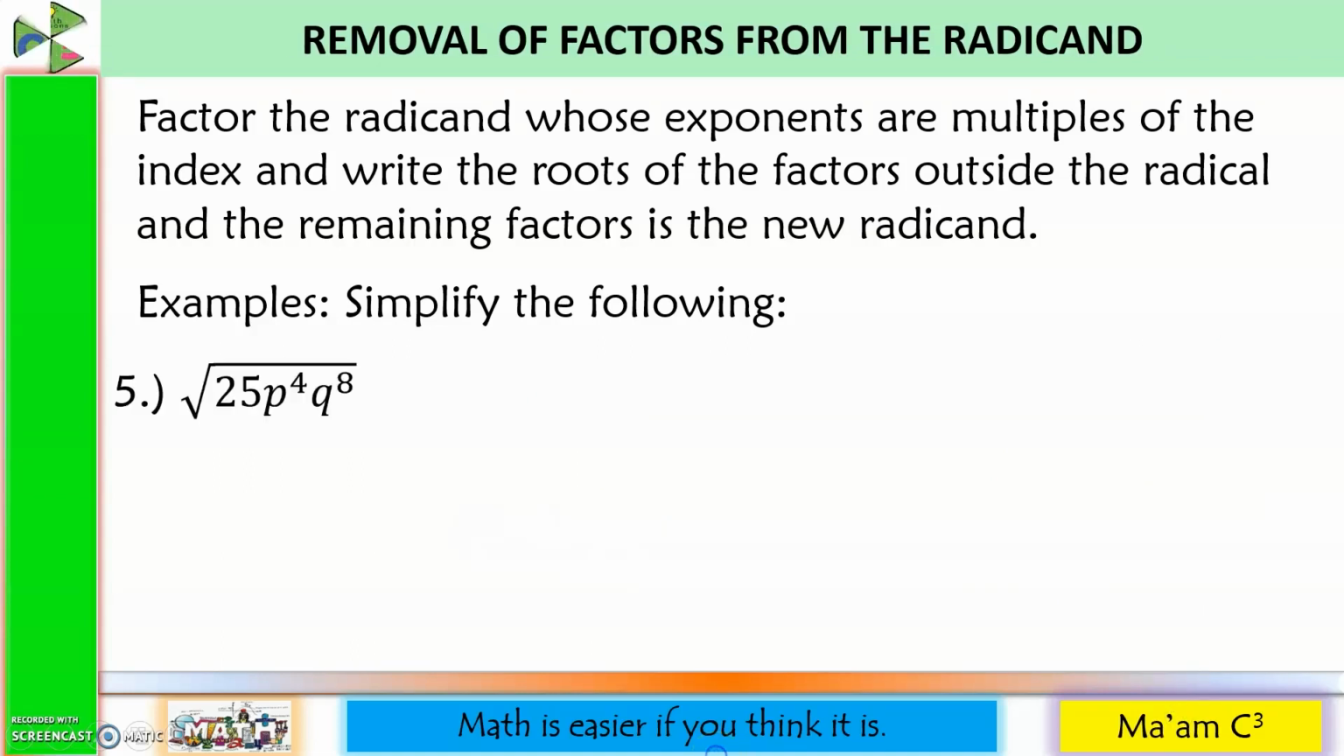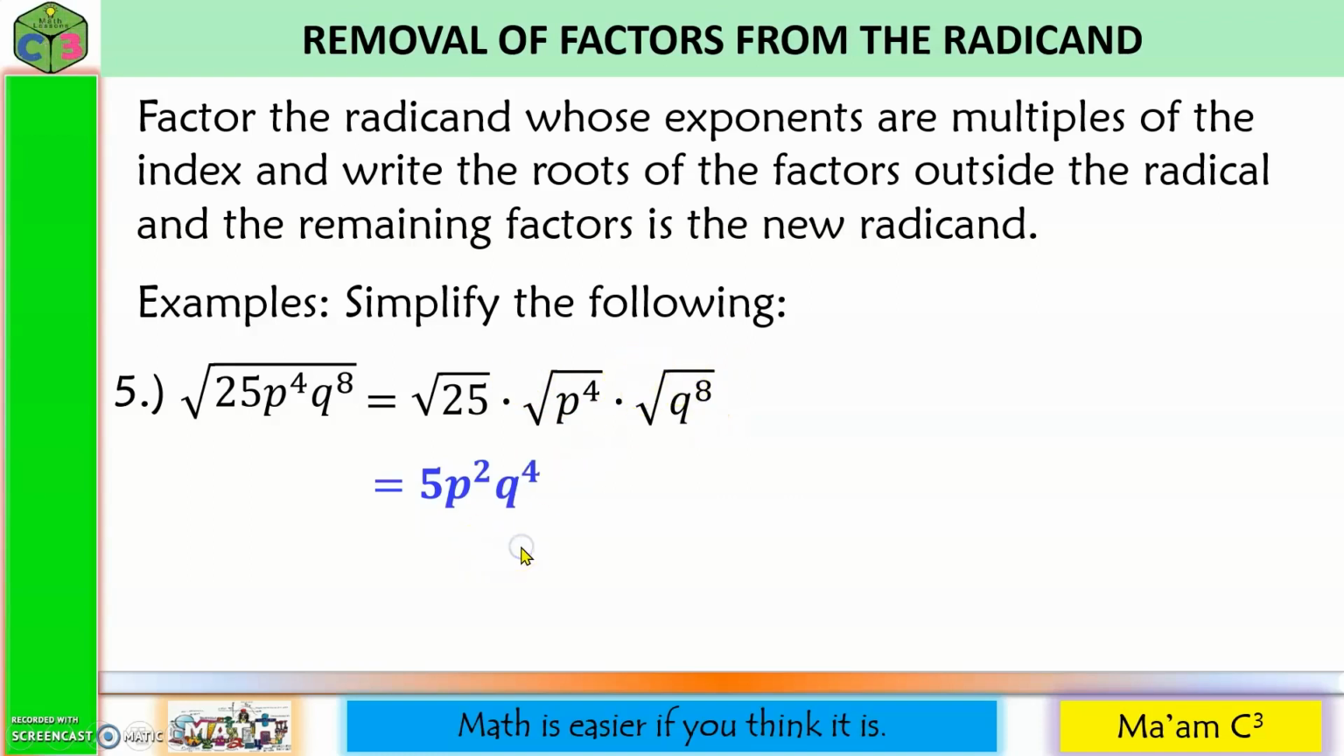Let us continue. Number 5 is the square root of 25, p to the 4th, q to the 8th power. So this time we have a combination of constant and variables. Allow me to rewrite this in this manner: square root of 25 times square root of p to the 4th times square root of q to the 8th. The square root of 25 is 5. Now, for variables, here's what you are going to do. Simply divide the exponent by the index. The index here is 2. So 4 divided by 2 is 2, so you have p squared. Now, 8 divided by 2 is 4, so you have q to the 4th power.